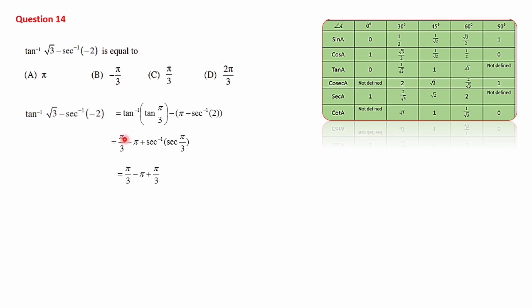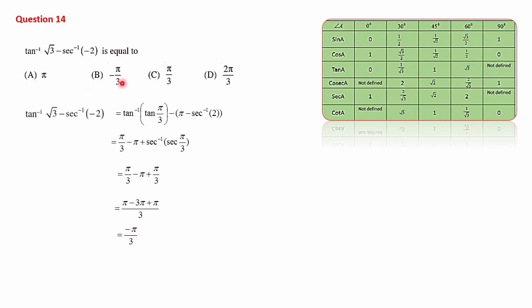Next, pi by 3 minus pi, these two remain as they are. Sec inverse of sec theta is theta itself, that is pi by 3. Next, we take the common LCM 3. Here the denominator is 3, same as our denominator, so the numerator remains pi. Here there is no denominator, so multiply by the denominator: 3 into pi, that is 3 pi. Here also the denominator is the same, so nothing to multiply, so plus pi. Pi minus 3 pi plus pi gives minus pi, because pi plus pi is 2 pi, and 2 pi minus 3 pi is minus pi. So minus pi by 3 is our answer.